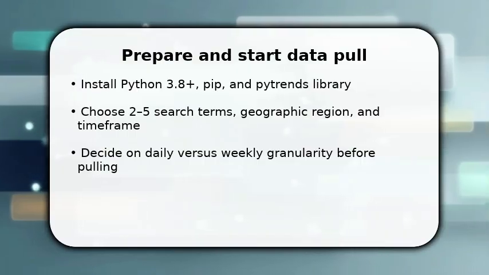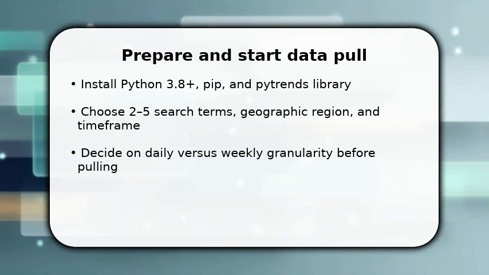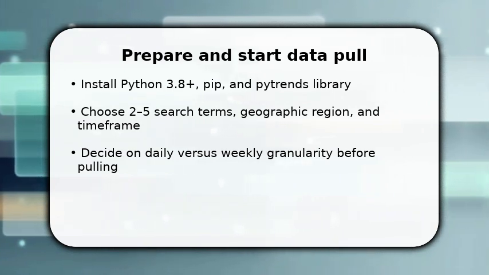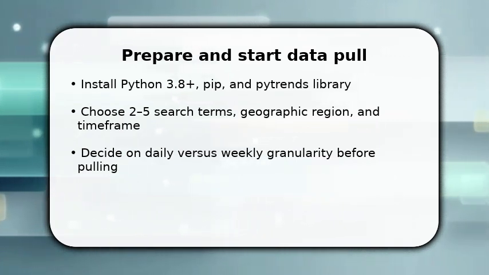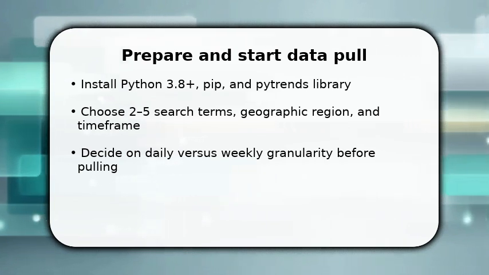You begin by preparing your environment and choosing precise search terms. Install Python and Pytrends, then pick 2 to 5 keywords, 1 geographic region, and a time frame that matches your question. Once done, initialize a Pytrends session and set interest parameters. Authenticate only if needed.